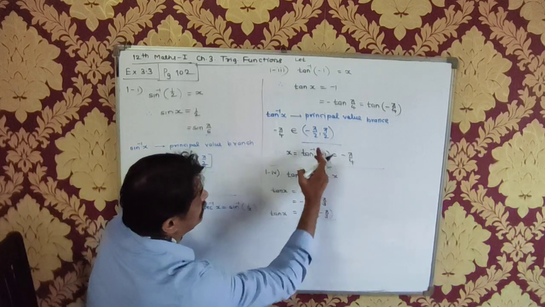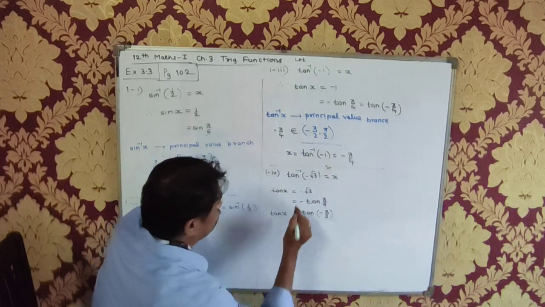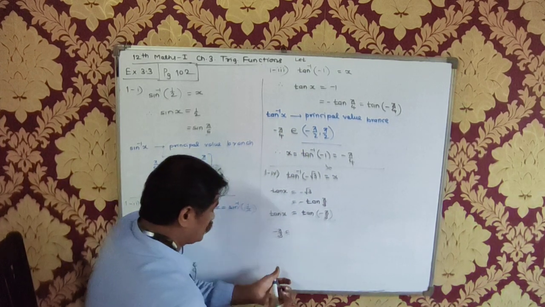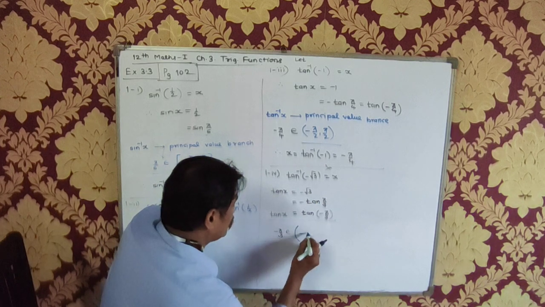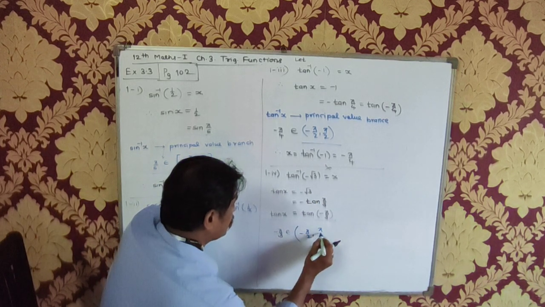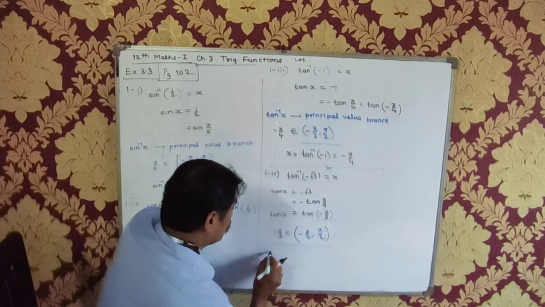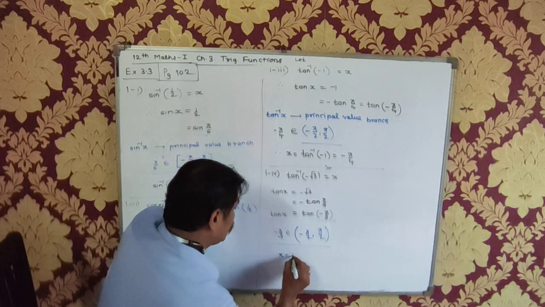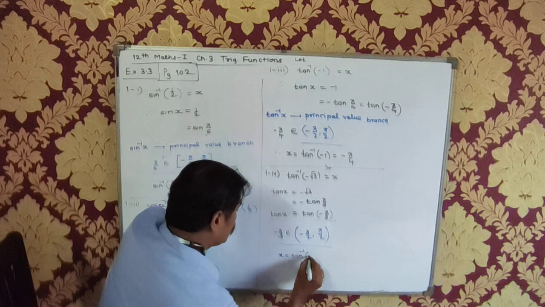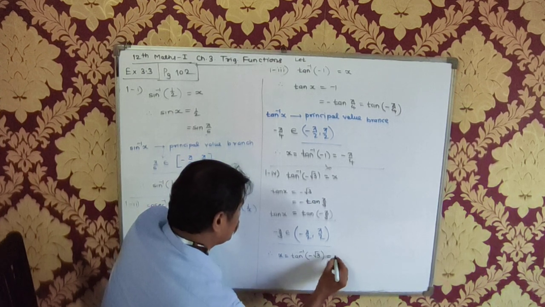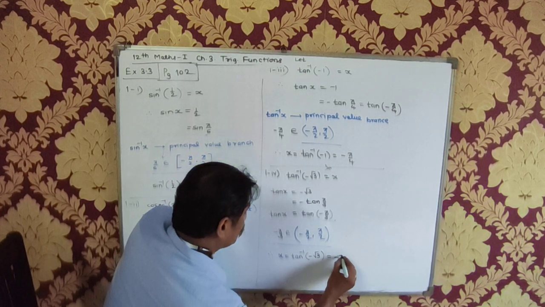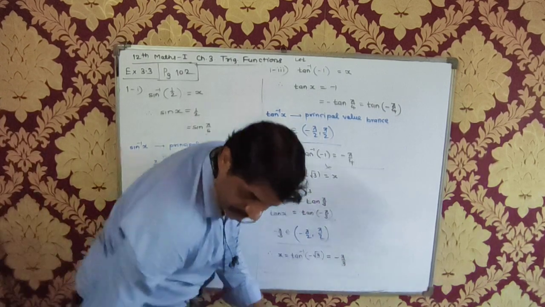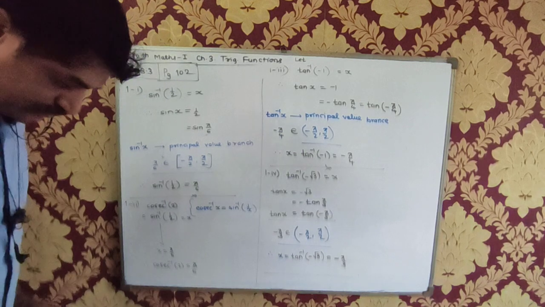Does minus pi by 3 belong to the principal value branch? Minus 60 degree, yes. So we say that minus pi by 3 belongs to the principal value branch. What is that? Minus pi by 2 to plus pi by 2, open interval. And therefore x, that is tan inverse of minus root 3, is equal to minus pi by 3 is the answer. Please check whether this is clear to all.